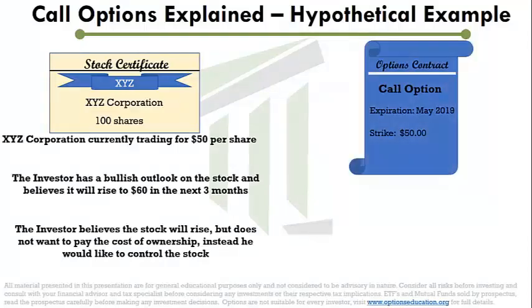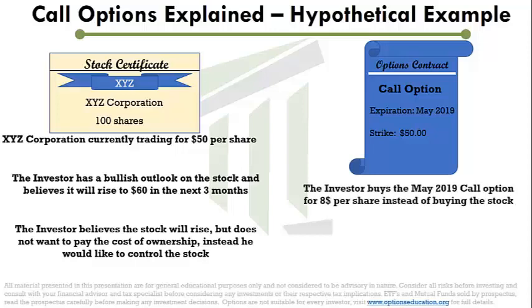So maybe the investor buys a May of 2019 call option. Now, this gives the investor the right, but not the obligation, to purchase the stock at $50 a share between now and May of 2019, no matter how high the stock goes. Theoretically, let's say that this option costs $8 per share. So now the investor has the right, but not the obligation, to buy the stock at $50 a share, but instead of spending $50 a share, he's only paying $8 a share.